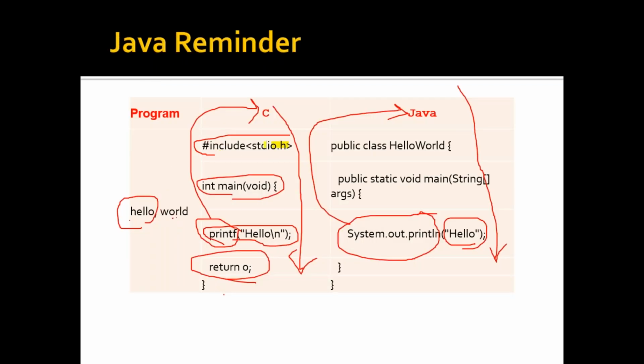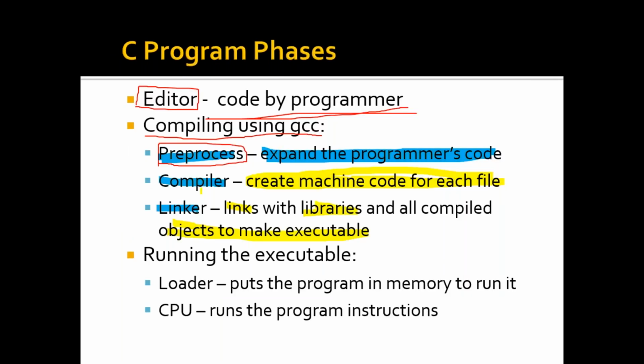Link with libraries. The linker connects with the libraries, and to complete the object it may be executable, to support it to execute our program. After that we go on to running the executable. We have the loader and the CPU. The loader puts the program in memory to run it. The CPU runs the program instructions.